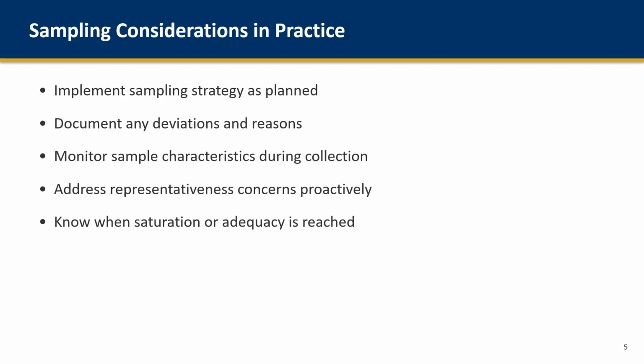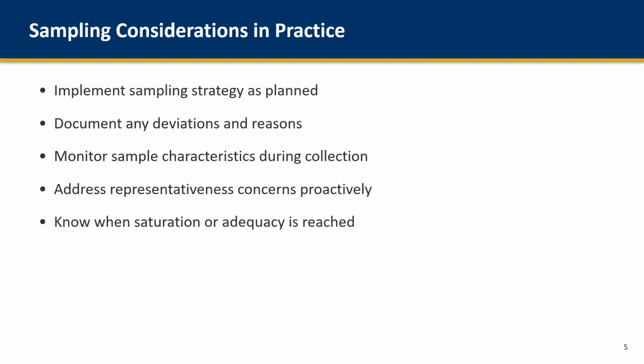Implement your sampling strategy as planned in your protocol. If you proposed random sampling, actually randomize. Don't select convenient participants and call it random. If you propose maximum variation, purposeful sampling, actually seek diverse cases. Don't just take whoever volunteers. Integrity requires following your plan.